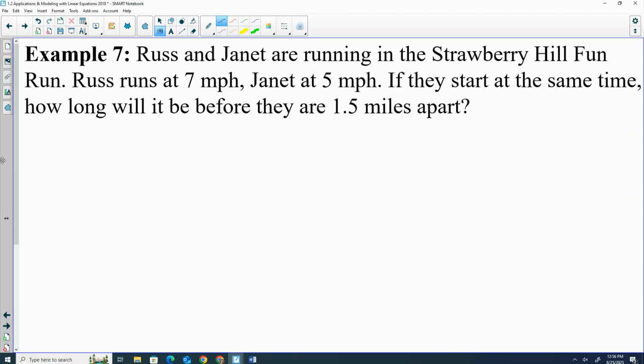If I look at this, Russ and Janet are running in the Strawberry Hill Fun Run. Russ runs at 7 miles per hour and Janet at 5 miles per hour. If they start at the same time, how long will it be before they are 1.5 miles apart? So I have 2 different people running. What strategy did I just teach you when you had a lot of information? Make a table. Do you think we can make a table here? I don't necessarily have first, second, total, but I at least have 2 people that I can put on my table. So let's do that.